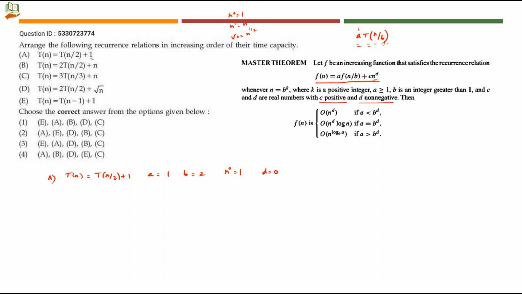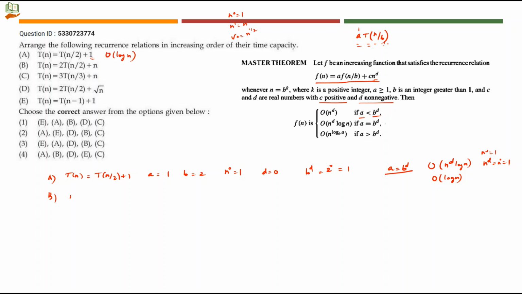Now we have to check b power d and a. So a is equal to 1. What is b power d? It is 2 power 0, which is equal to 1. So a is equal to b power d. We are going with the second condition. What is the complexity? It is big O of n power d log n. So now we know the value of d is 0. What is n power 0? It is 1. So 1 into log n will give you big O of log n. A option is giving big O of log n.